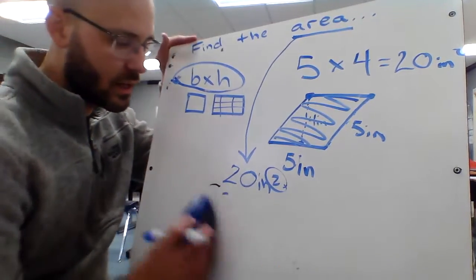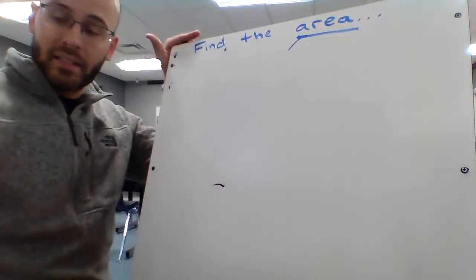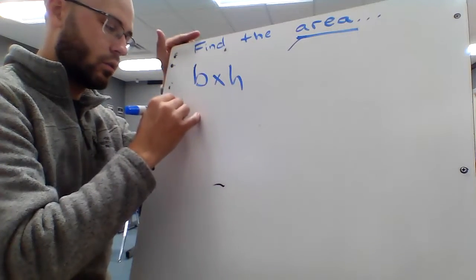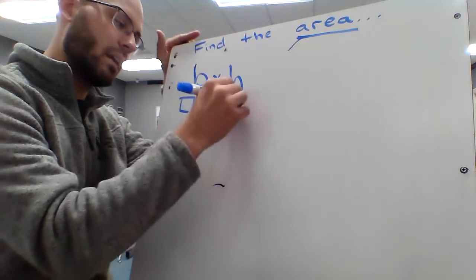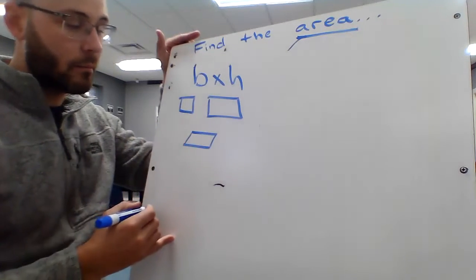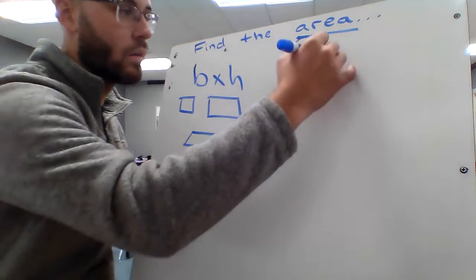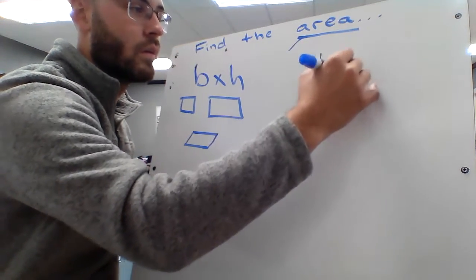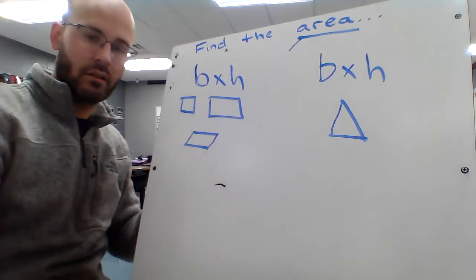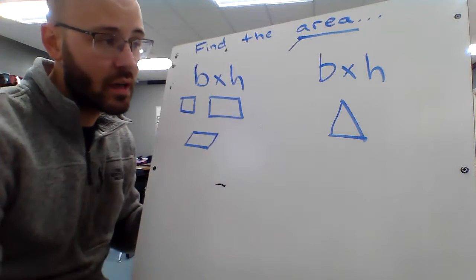Last thing I'm going to say today, and it's a little bigger concept too, is base times height works for squares, it works for rectangles, and it works for parallelograms, but it doesn't work for triangles, because triangles look nothing like these squares or rectangles.